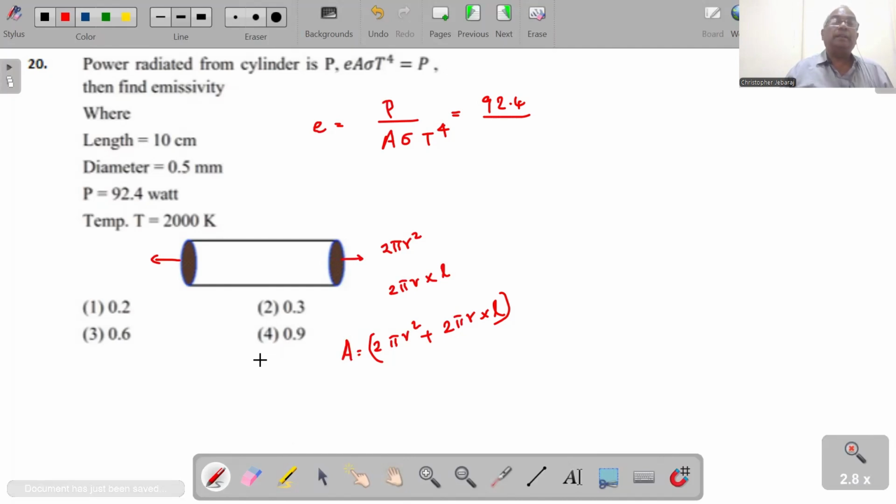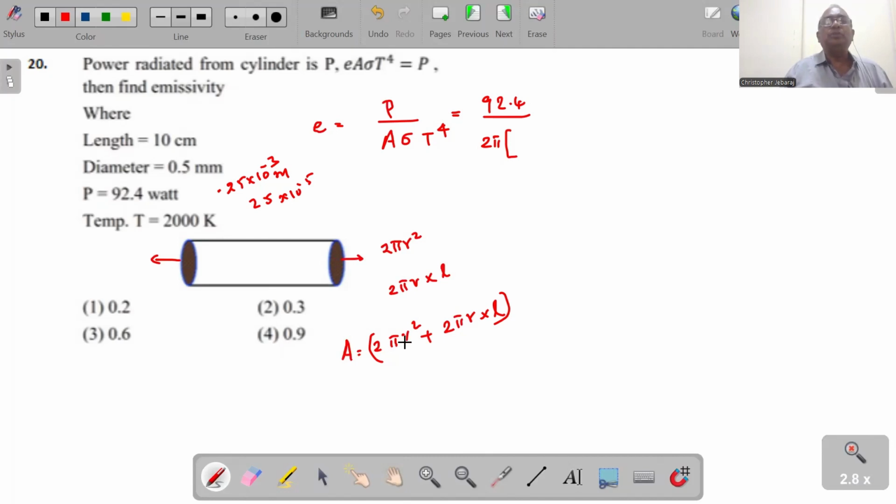Actually, sorry, 2 pi can be taken out. 2 pi வெளியே எடுத்துட்டேன்னா r squared. R is nothing but half of this, 0.25 millimeter, can be taken as 0.25 into 10 to the power of minus 3 meter. So R can be written as 25 into 10 to the power of minus 5.